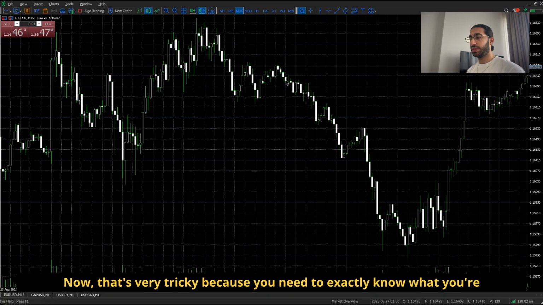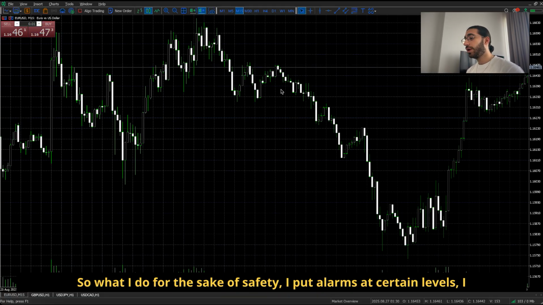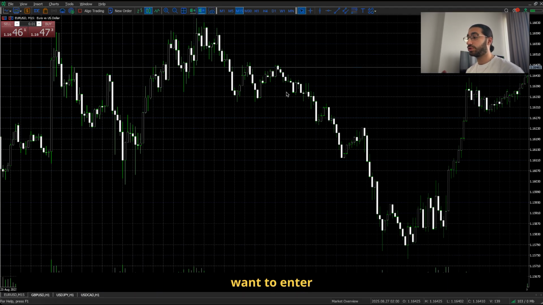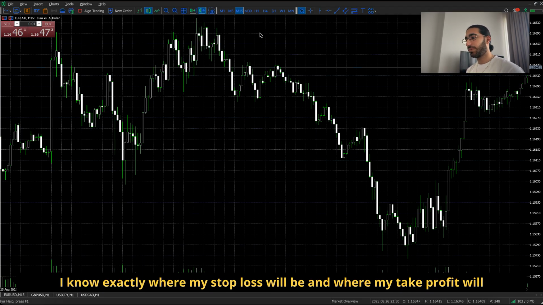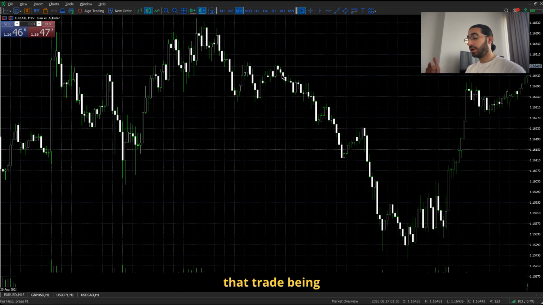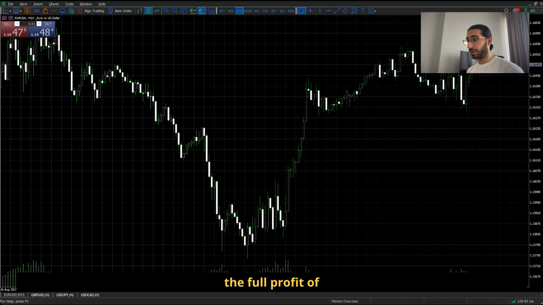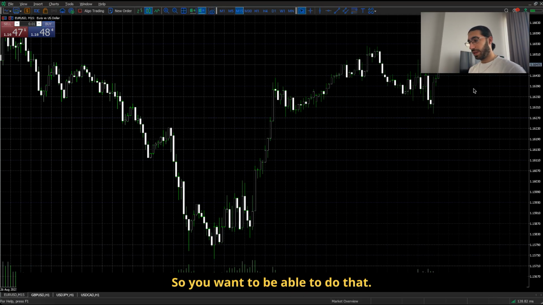Now that's very tricky because you need to know exactly what you're doing and the exact point you want to enter the trade. So for the sake of safety, I put alarms at certain levels where I want to enter the market. I know exactly where my stop loss will be and where my take profit will be, but I want the best possible price. So if I sell, I want the highest price from where I can sell without that trade being invalidated. That's very important. And if I buy, I want the lowest price possible so I can have the full profit of the bullish move, right? So you want to be able to do that.